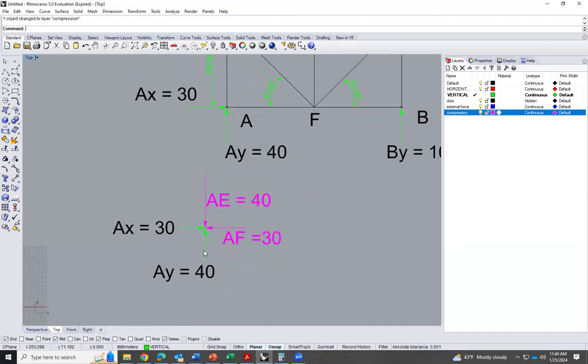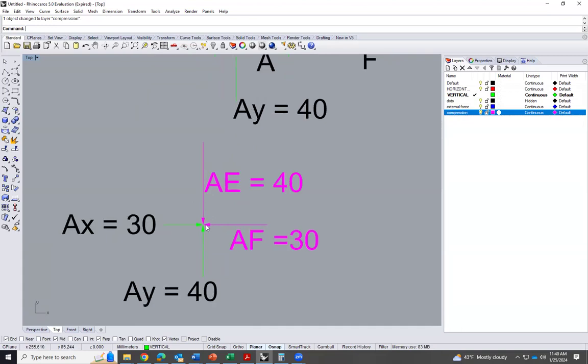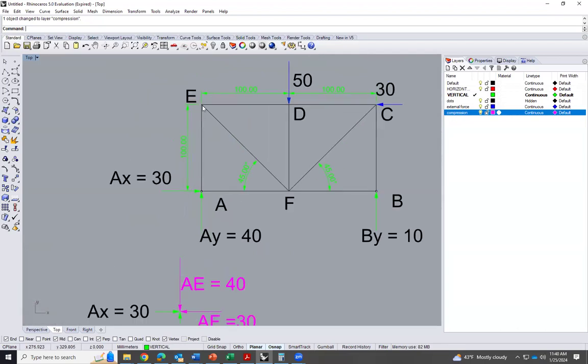Okay, so at this point, we have a vertical force and a vertical reaction. We have a horizontal force and a horizontal reaction. We don't have anything with angles, so we don't have to use trigonometry. So it's just analyzing this point. We know that this is going to be leftwards and the value is 30, and this is going to be downwards and the value is 40. Now we can analyze point E.